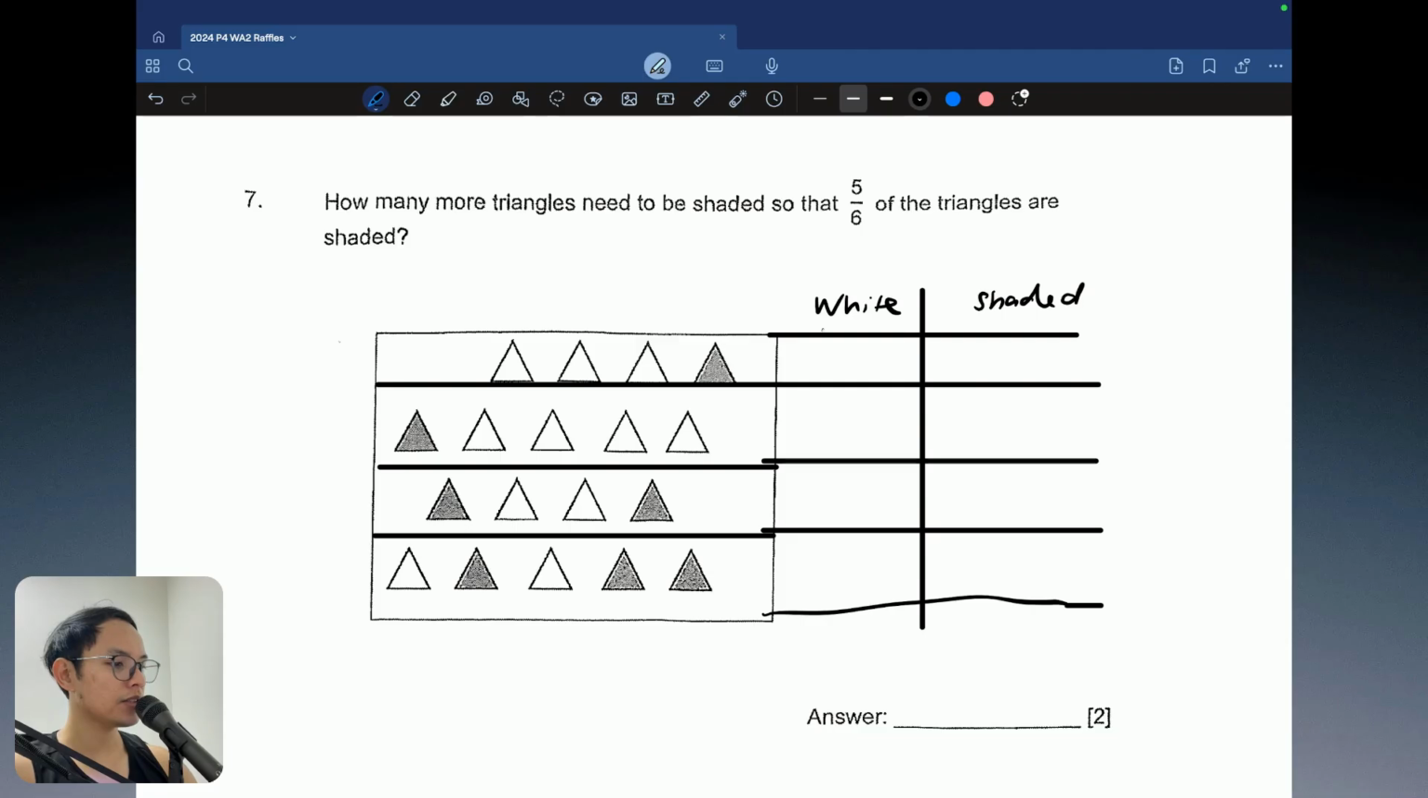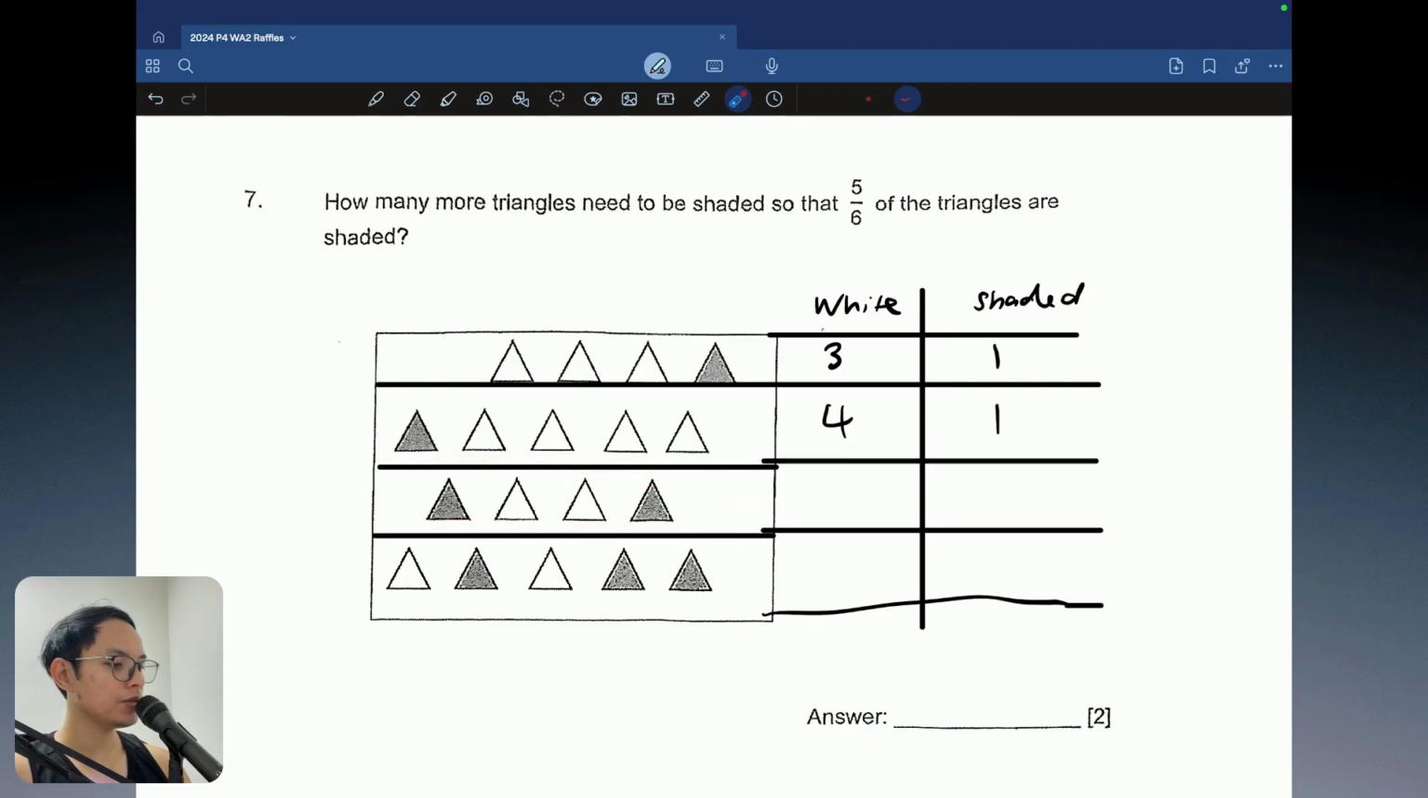Okay, so let's go through the first row over here. Okay, so the first row is 3 white triangles and 1 shaded one. Okay, we can count, right? 1, 2, 3 whites and 1 shaded. Okay, next let's go for the next row. Okay, the next row is one shaded and one, two, three, four. Four white triangles. So four white and one shaded.